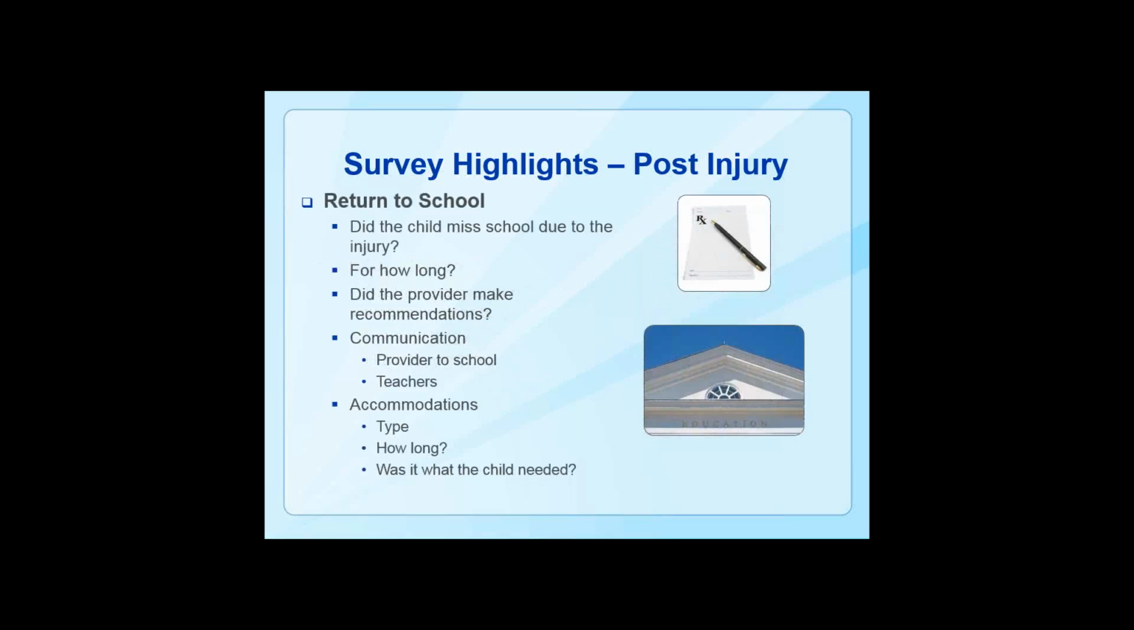Now I'll highlight return to school. We'll want to know, did the child miss any school due to the injury? If so, how many days did they miss? What was the communication like between the healthcare provider and the school, as well as within the school? Did their child's healthcare provider make any recommendations about returning to school? And were these recommendations shared with the school? Were the child's teachers told about the child's injury? Did the child receive extra help, support, or services at school due to the injury?